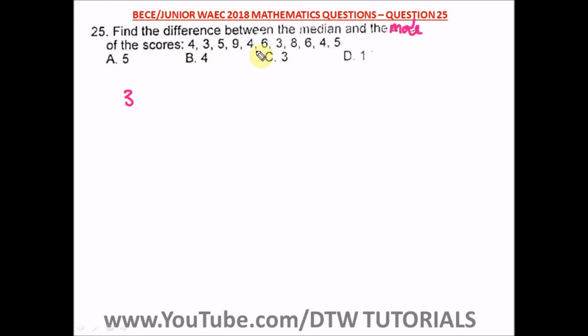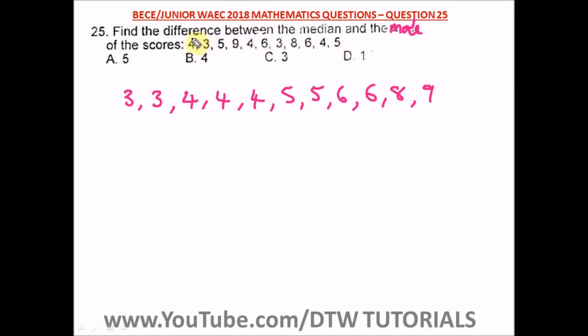So we have 3. I think we have another 3 here. Next number is 4. We have another 4 here, and we have another 4. The next number is 5. We have a 5 here, and another 5 here. Then the next number we have is 6. We have another 6 here. The next number, do we have a 7? No. The next one is 8. We have an 8. Then 9. Yes, we have a 9, and that's the last number here.